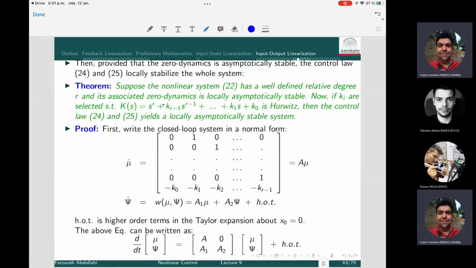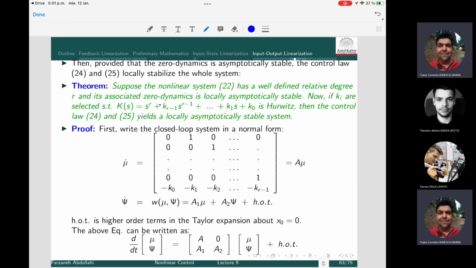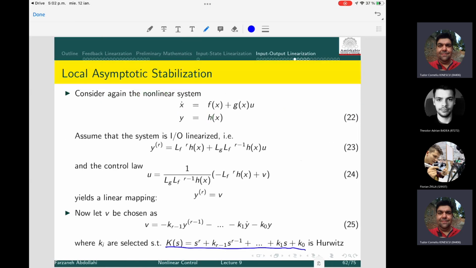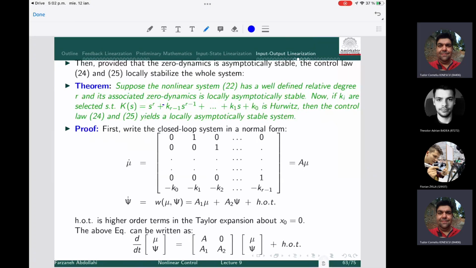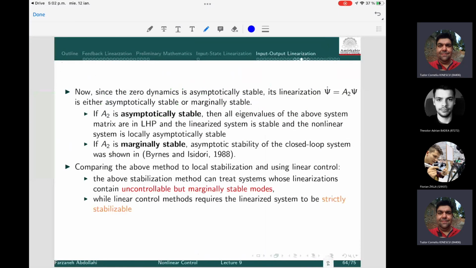Then, provided that the zero dynamics is asymptotically stable, the control law 24 and 25 locally stabilize the whole system. And we have a result. Suppose that the nonlinear system 22 has a well-defined relative degree r, and its associated zero dynamics is locally asymptotically stable. Now, if the Ks are selected such that the polynomial is Hurwitz, then with the control law 24 and 25, it's a locally asymptotically stable system. So we have a nice result. And you have the proof here, which we are going to skip.